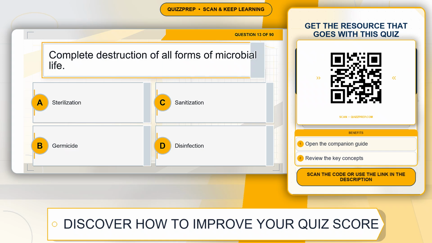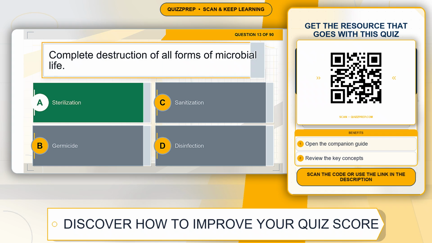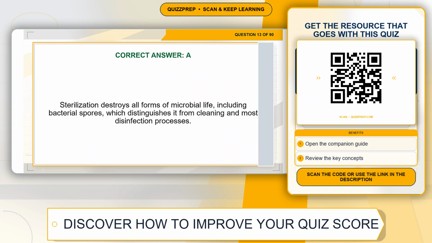Question 13. Complete destruction of all forms of microbial life. Option A, sterilization. Option B, germicide. Option C, sanitization. Option D, disinfection. The correct answer is option A, sterilization. Explanation. Sterilization destroys all forms of microbial life, including bacterial spores, which distinguishes it from cleaning and most disinfection processes.